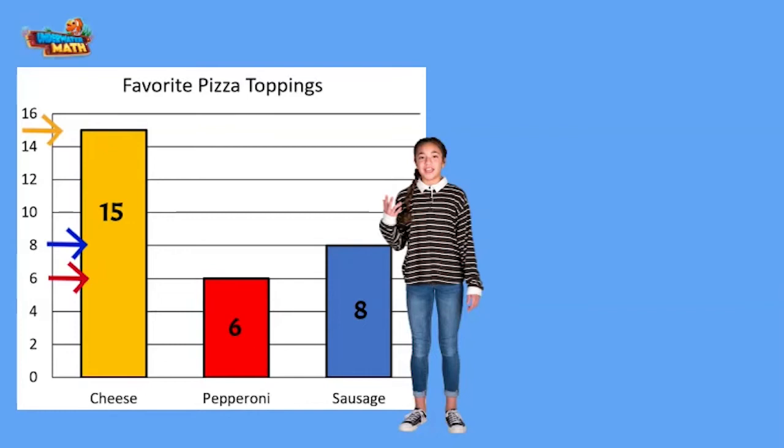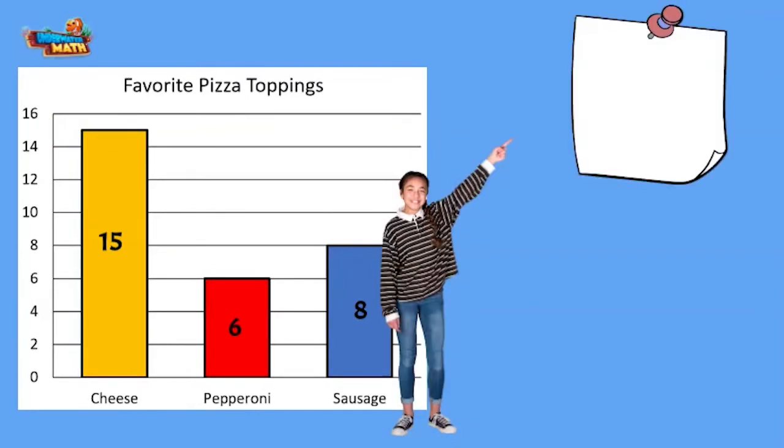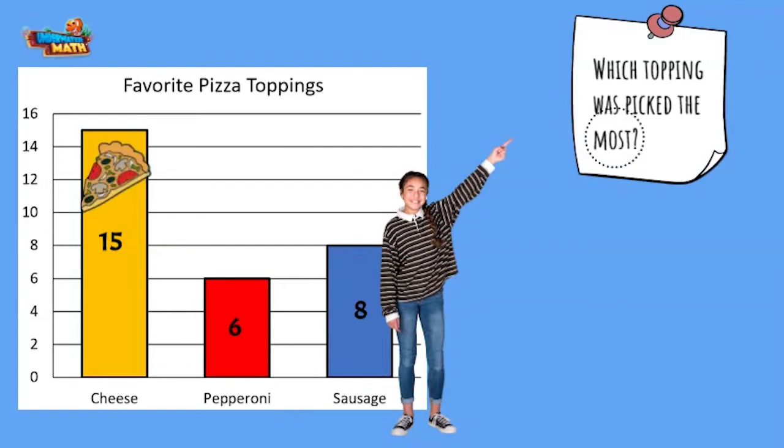Now it is time to move on to one-step questions. First question, which topping was picked the most? The key word in this question is the word most. We are looking for the topping with the highest bar or number of votes. When I look at the bar graph, I see the orange bar is the tallest, meaning cheese topping was picked the most often. The answer to the question is cheese.